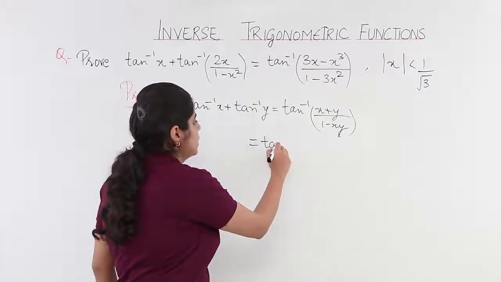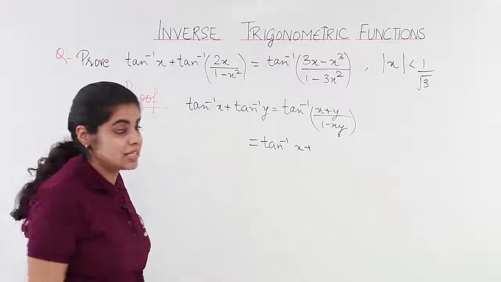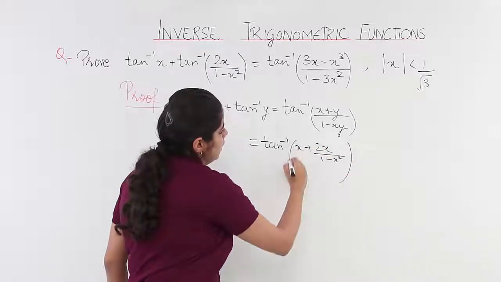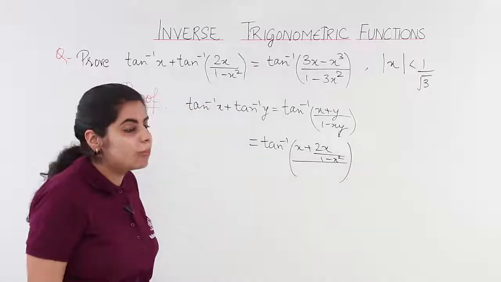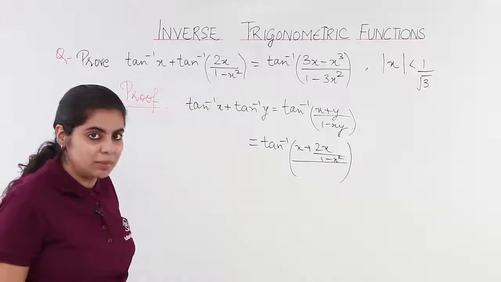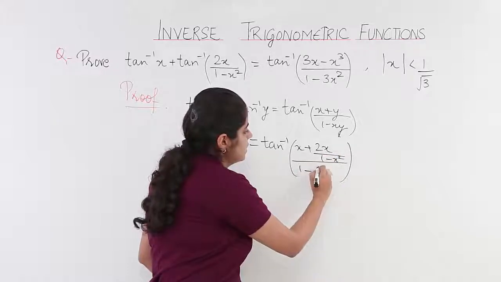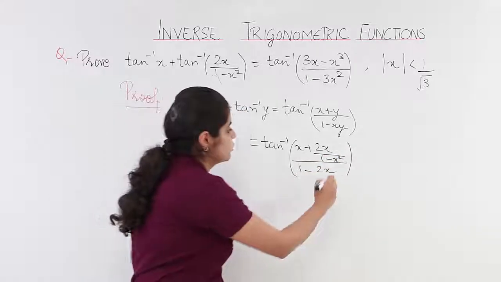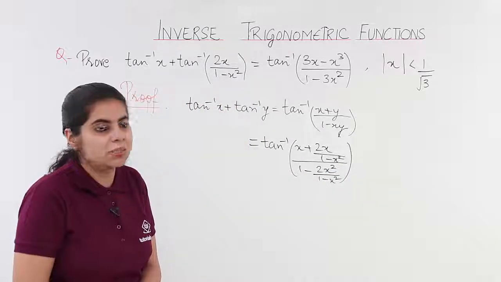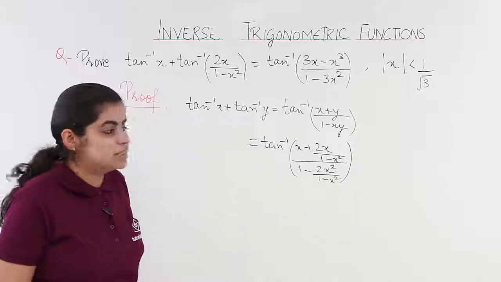Let's put the values. Tan inverse x plus what is Y? Y is 2x upon 1 minus x square. The denominator would be 1 minus multiplication, 1 minus x into 2x upon 1 minus x square. So 1 minus 2x into x is 2x square, so it is 2x square upon 1 minus x square. What are we supposed to do now? We are supposed to cancel if something cancels, and if not, take the LCM and solve. So let me take the LCM.